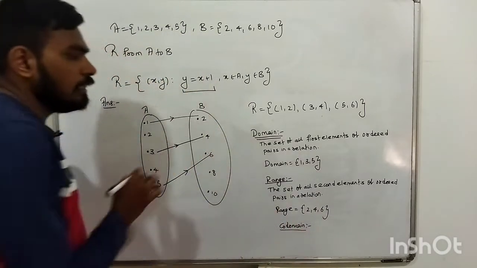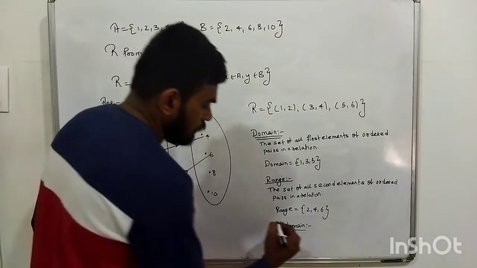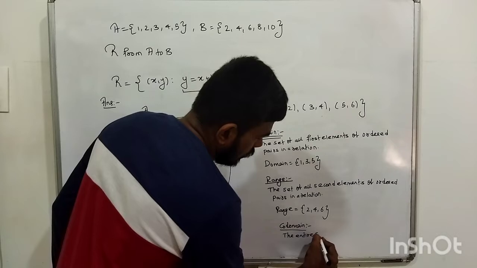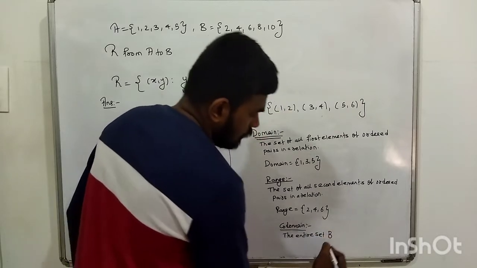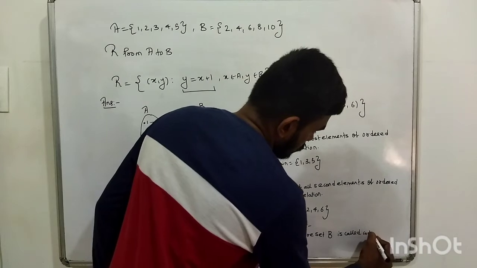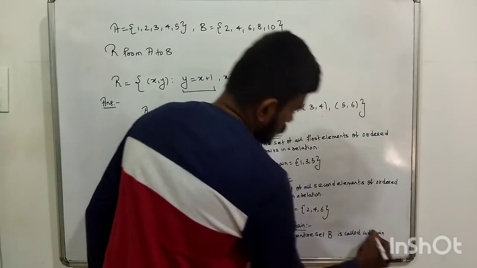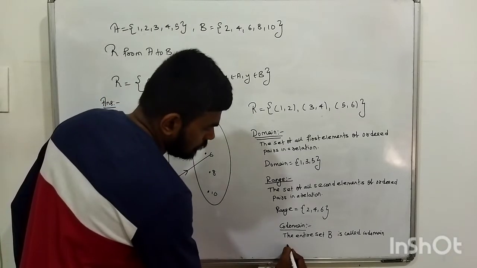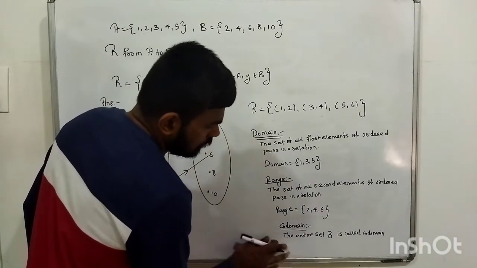So the entire set B, or the entire second set, is called the codomain. The second set, whichever is there, the entire set is called codomain. So what will the codomain be here?